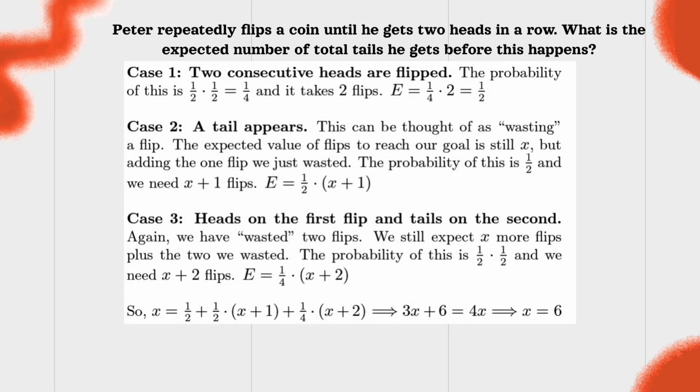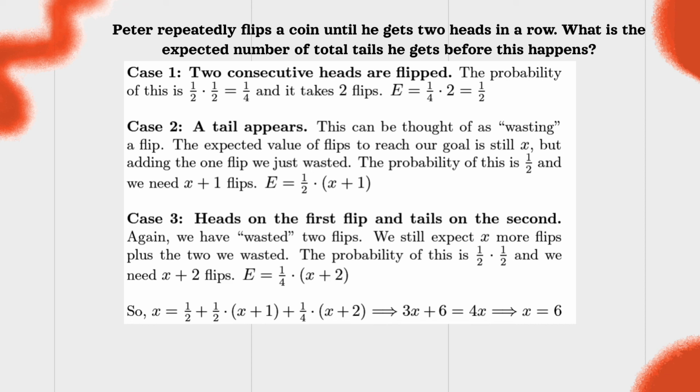First, case 1. Let's assume Peter is extremely lucky and he gets 2 consecutive heads. The probability of this is 1/2 times 1/2, and this will take 2 flips. The expected value is simply 1/2. Let's look at the second case. A tails appears. This can be thought of as wasting a flip because now we have to reset. The expected number of flips to reach our goal is still x. Remember, x is the total number of flips he gets before he gets 2 in a row. So the probability of flipping a tails is 1/2, times x plus our 1 wasted flip.